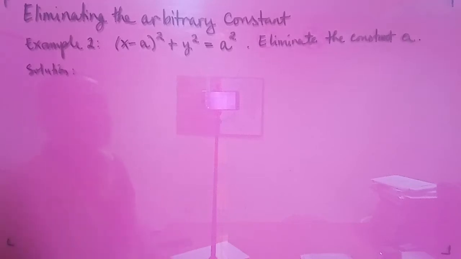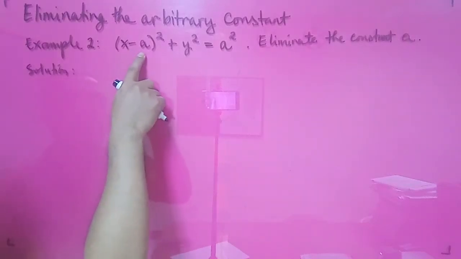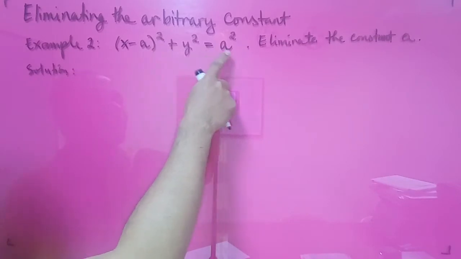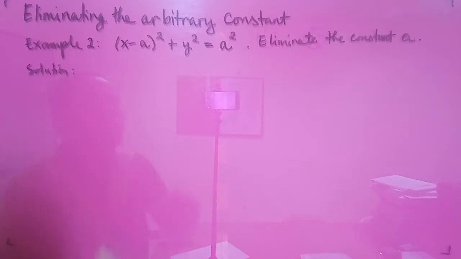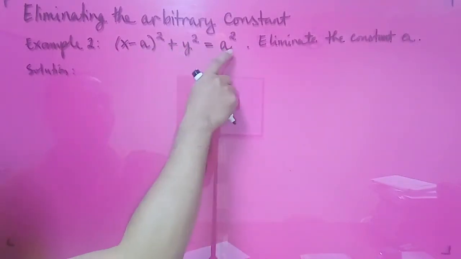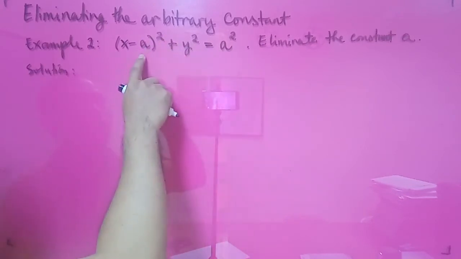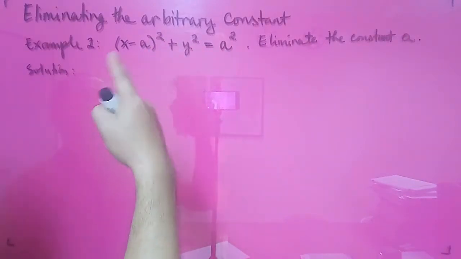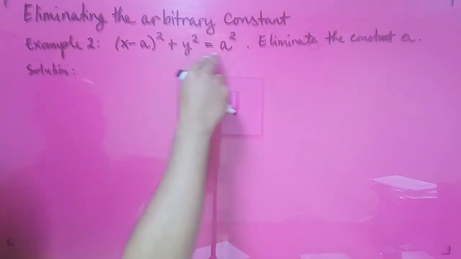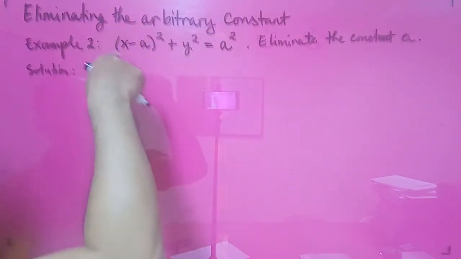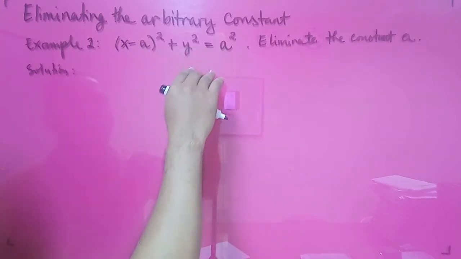We have example number 2, (x - a)^2 + y^2 = a^2, and then eliminate the constant a. So for this problem, we only have one constant, which is a. Therefore, if there is only one constant, then we only have to take the first derivative. We will not reach the second derivative. Okay, so this one is in implicit form. So we will take the first derivative of our implicit form.